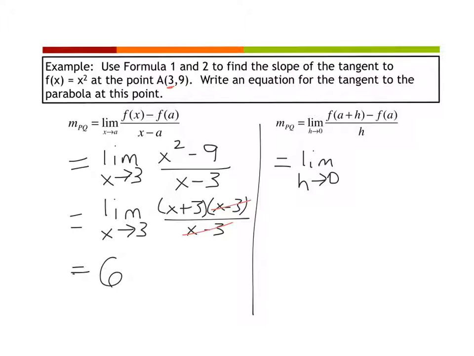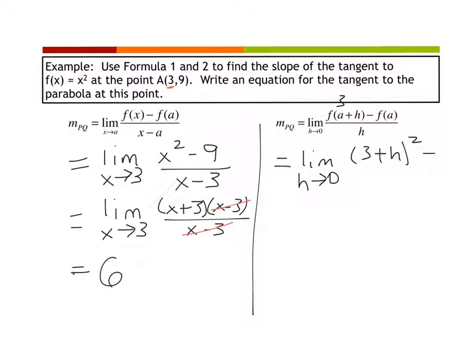So a is still 3. But h is not anything. I can't plug something in for that. So when it says f of a plus h, it means 3 plus h, and that's what's going in for x. So instead of x squared, it's going to be 3 plus h squared.